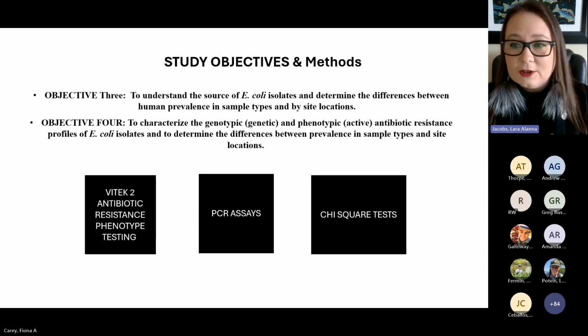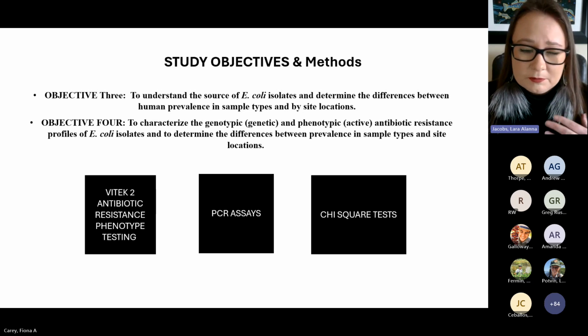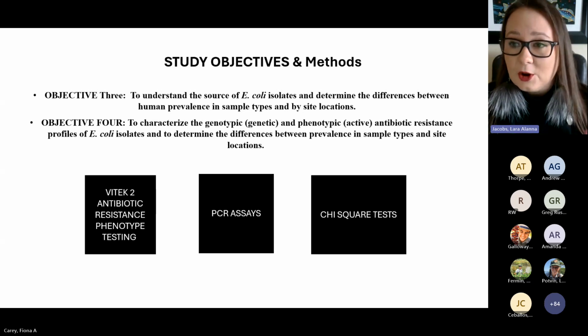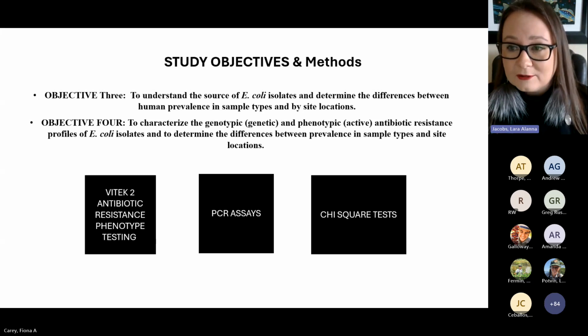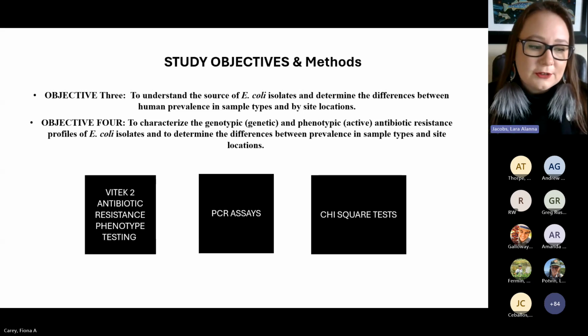The genotypic and phenotypic differences are basically that a bacteria can be genetically coded to have antibiotic resistance, but it might not be active resistance, which would be in the phenotypic. So we're looking at both of those on different scales.